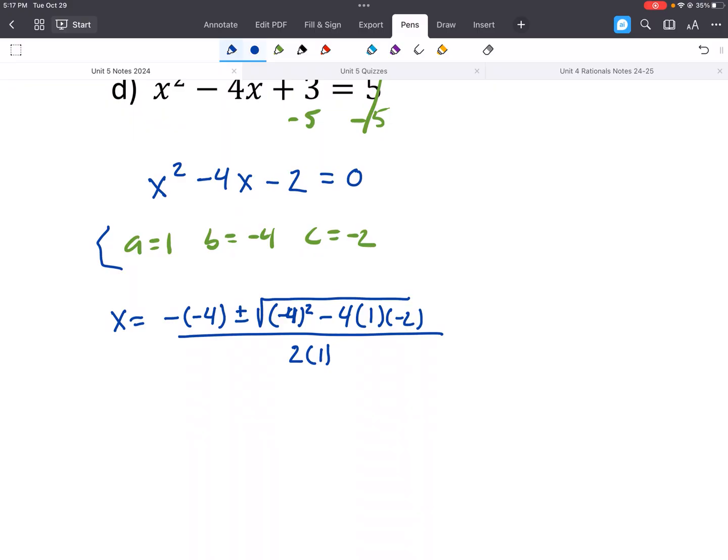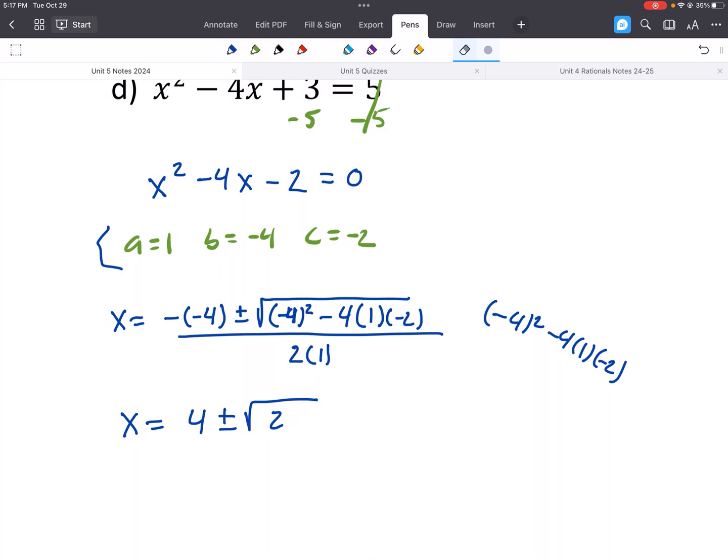Simplify what's inside the root. So here, again, we just use our calculator. Negative 4 squared minus 4 times 1 times negative 2. Okay? So we'll end up getting 4 plus or minus the square root of 24. Sorry, my 4s do not look like 4s. And sometimes my 2s look like Z's.